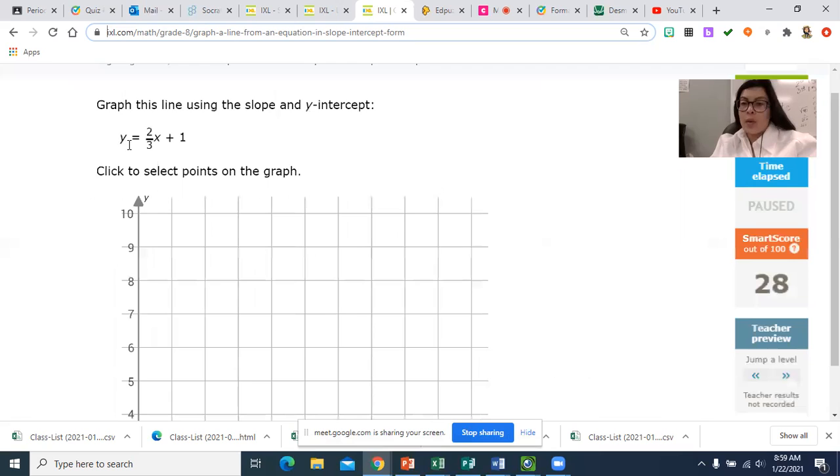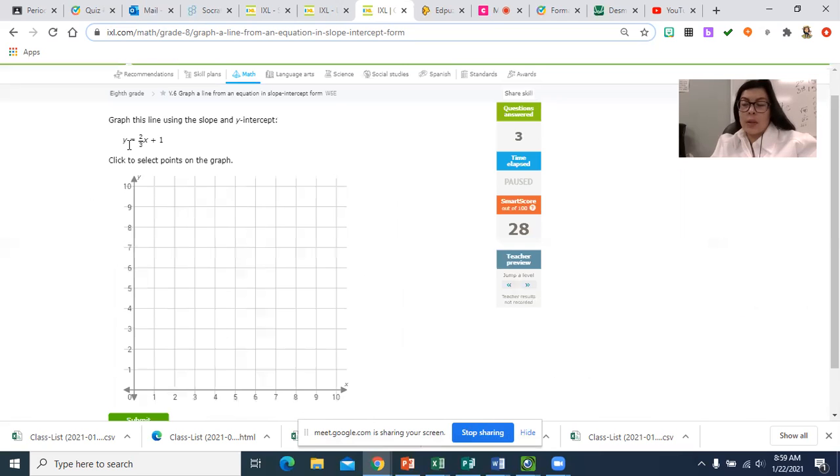Do you know where the y-intercept goes? The banana, where does that point go? It goes on the y-axis. The y-intercept always goes on the y-axis. It only goes on this point. Okay, so I put the point at 1, and your slope tells you how to move.